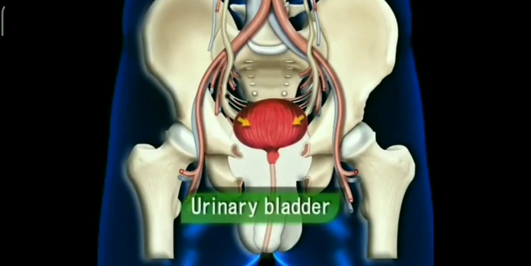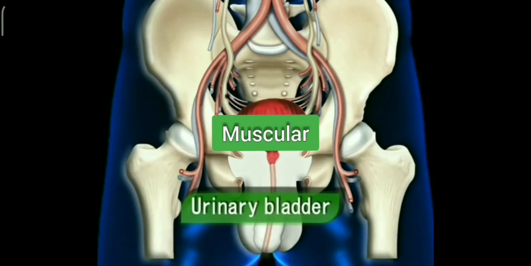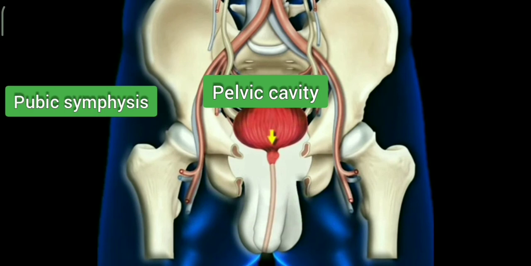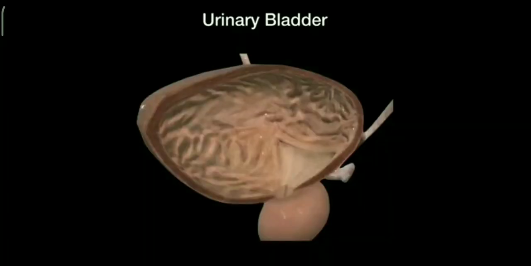Urinary bladder is a median, muscular, sac-like structure. It is situated in pelvic cavity, posterior to pubic symphysis. At the base of the bladder, there is a small inverted triangular area called trigone. At the apex of this triangle is opening of urethra. At the 2 points of the base of the triangle are openings of ureters.